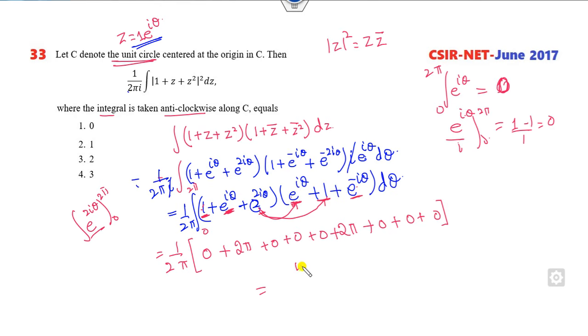So what is the answer of this? 4 pi over 2 pi, 2 is the right answer. There is no need to integrate them. Just think about this here, because we all know e raised to power 2 pi iota minus e raised to power 0, over this. E raised to power 2 pi iota is 1, and 1 minus 1 is 0. So you can simply integrate in a very simple manner.